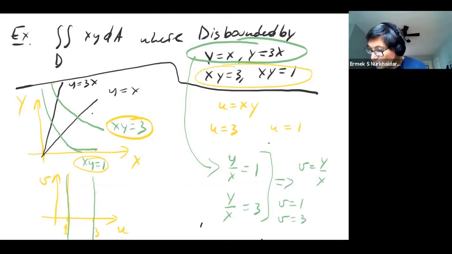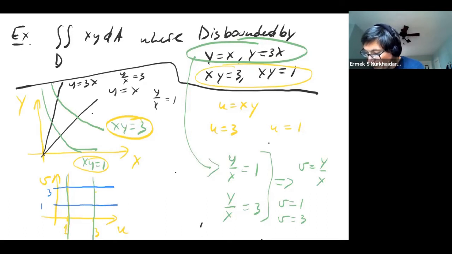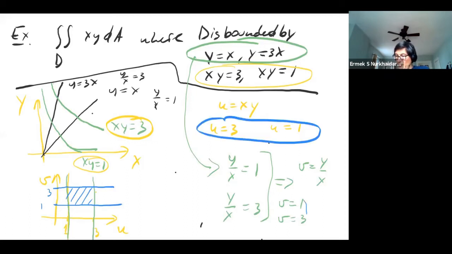y equals 3x and y equals x, we change them into y over x equals 3 and y over x equals 1. So in terms of u and v, that is v equals 3 and v equals 1. And now we have a nice region to work over, okay? So as we mentioned, u is going to be between 1 and 3, v is going to be between 1 and 3.